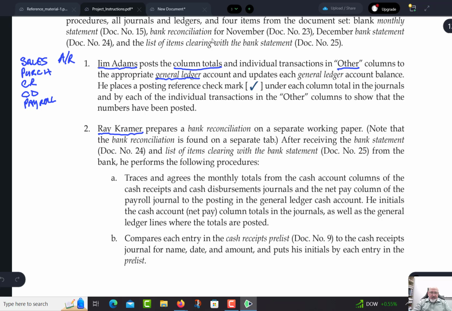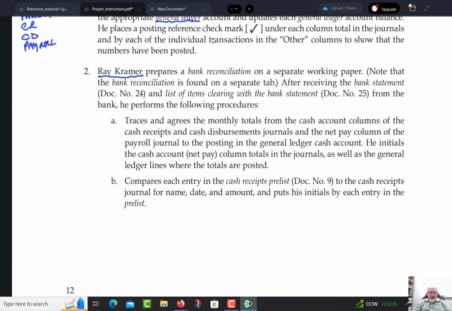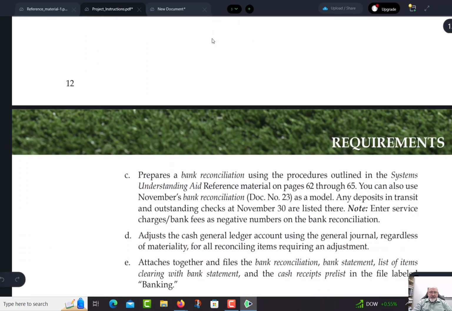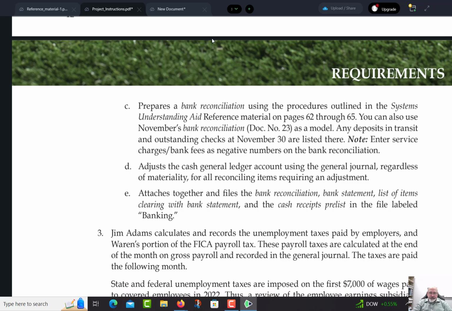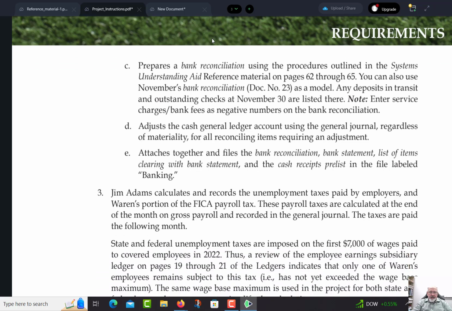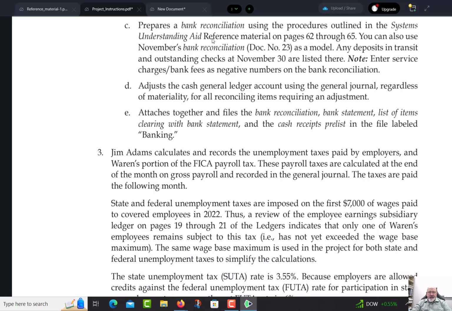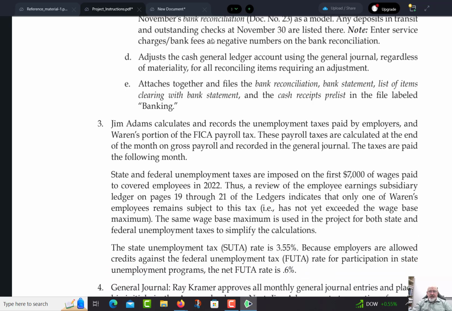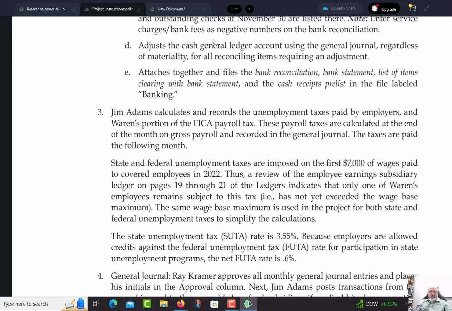So we have that part. So we do that procedure with the reconciliation. And you follow these 5 steps here. And then Jim Adams calculates and records unemployment taxes paid by employers and Warren's portion of the FICA.